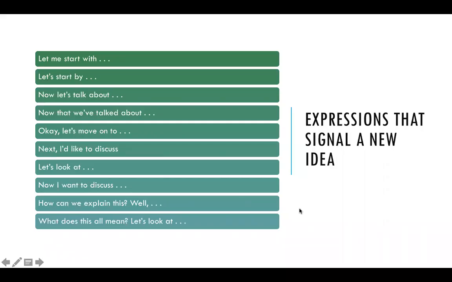Here are sample expressions that signal a new idea. Now copy these expressions in the box located in the middle of page 3 on your worksheet. It says, on the space below, from the screen, copy the expressions used to signal a transition.